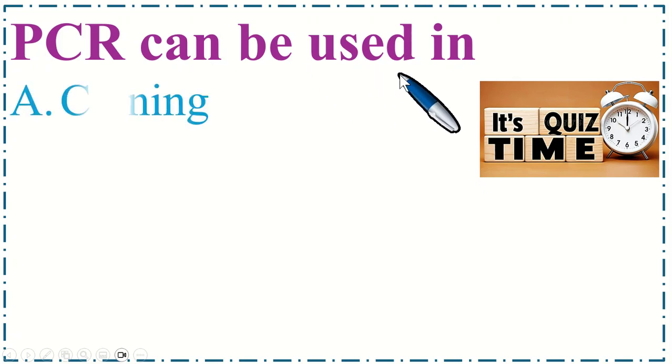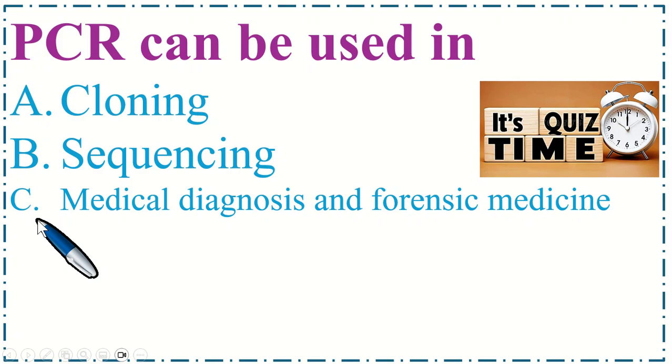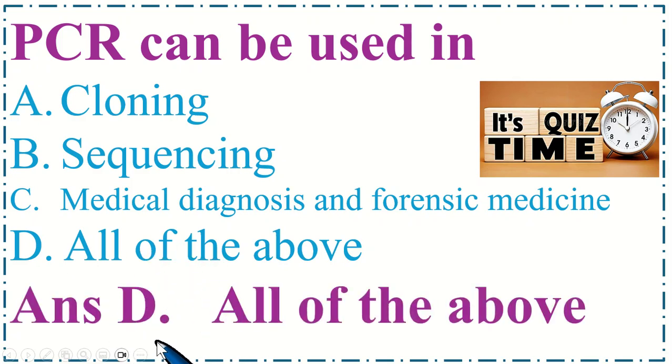PCR can be used in option A, cloning; B, sequencing; C, medical diagnosis and forensic medicine; and option D, all of the above. So the correct option is D. All of the above.